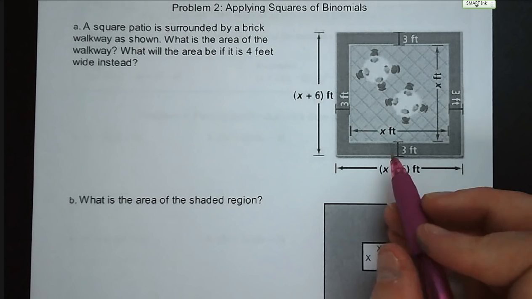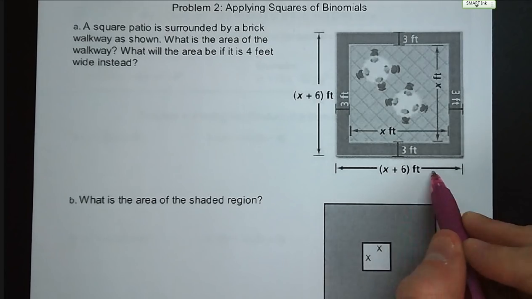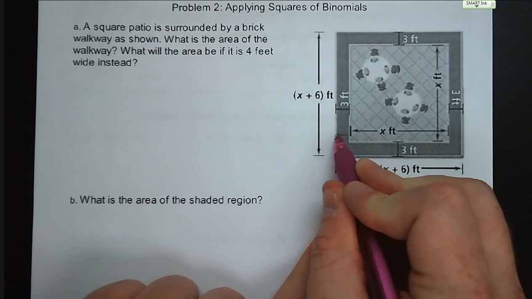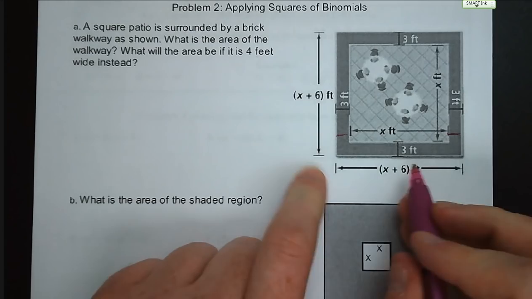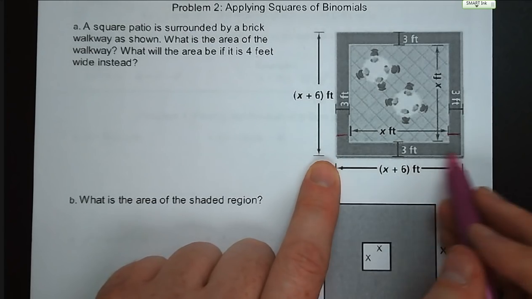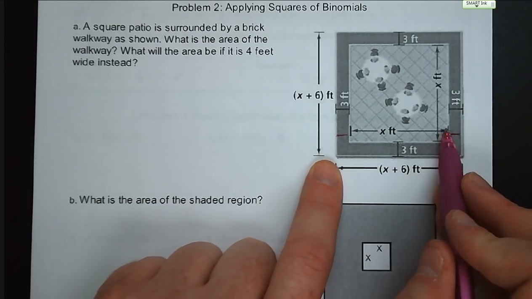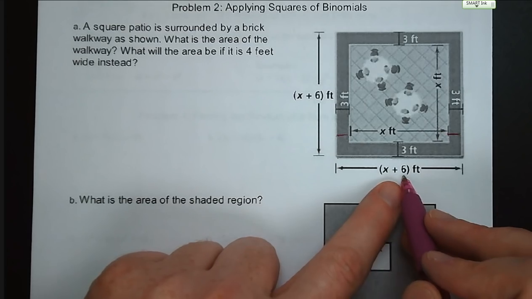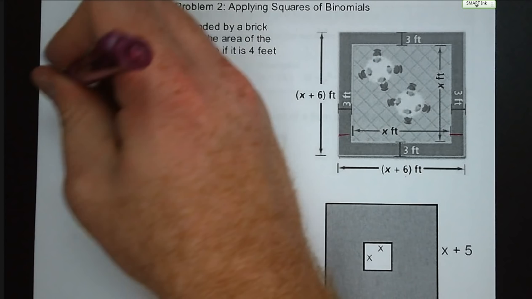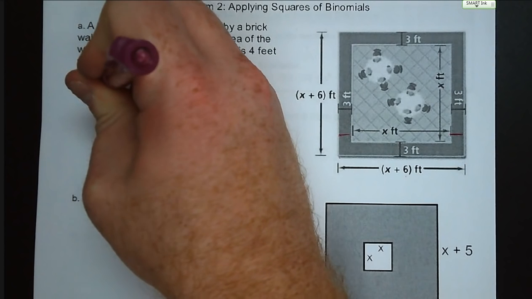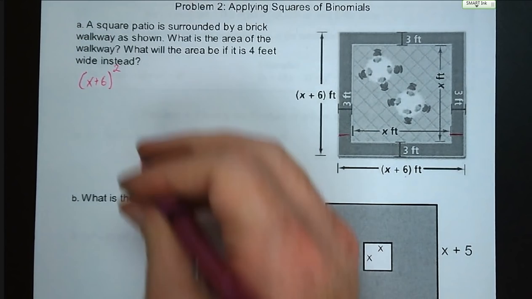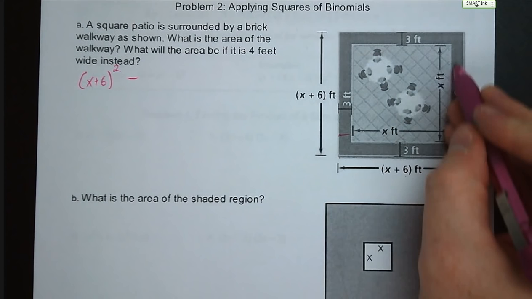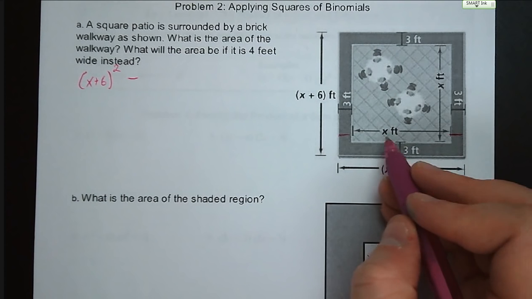So our outer part is x plus 6, because we have 3 feet on this side and 3 feet on this side. So the horizontal width is the width of the patio, x, plus the two 3-foot sections, so that's where we get the x plus 6 feet. So we have x plus 6 squared minus the area of our patio, which is x squared.